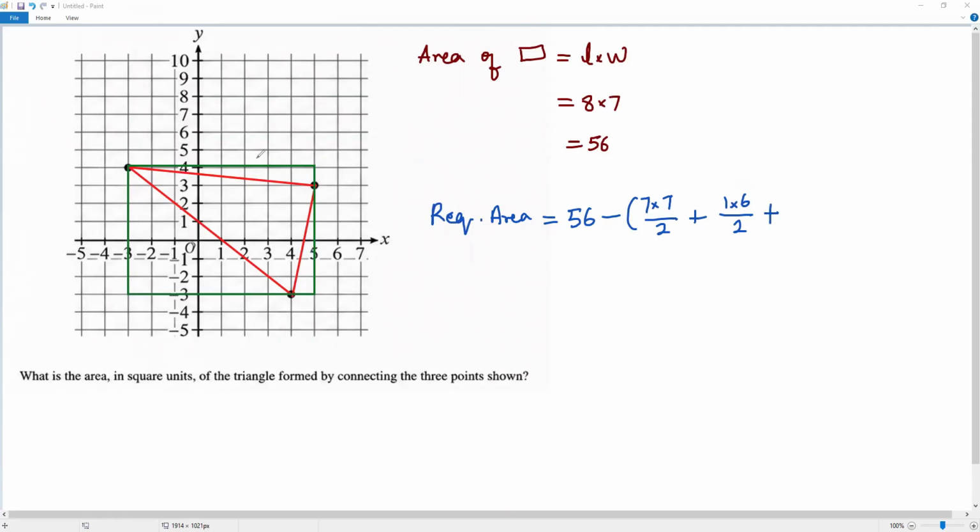Now let's consider this triangle. For this triangle, this is the base, that is 8 units, and this is the height, it is 1 unit. Base times height divided by 2.